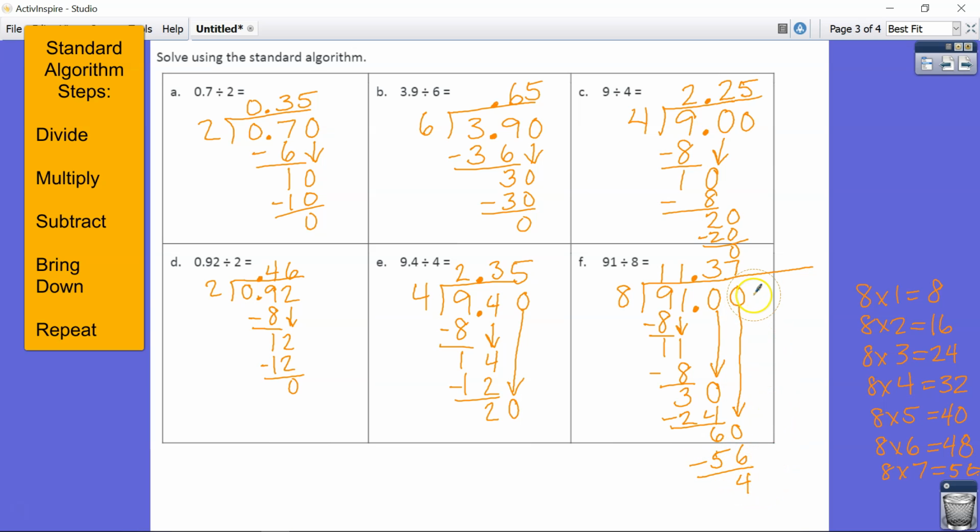We also know that we're going to bring down our thousandths place now. We had 4 hundredths remaining. We're going to turn those 4 hundredths into 40 thousandths. Now we know that we have 5 times 8 equals 40 to finish up our problem.